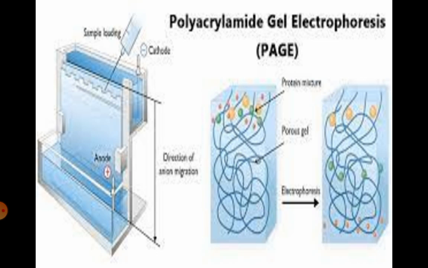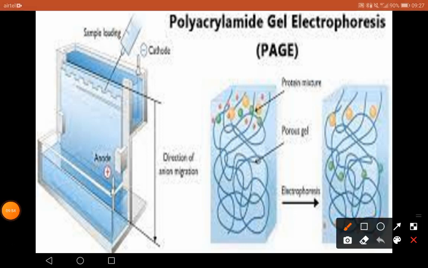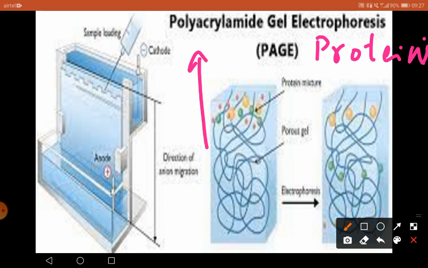Now let us move on to another important technique called polyacrylamide gel electrophoresis. This is called vertical electrophoresis. In contrast, agarose gel electrophoresis is called horizontal electrophoresis, because the process of migration is horizontal. Here it is vertical electrophoresis, and it is widely used for the separation of proteins.